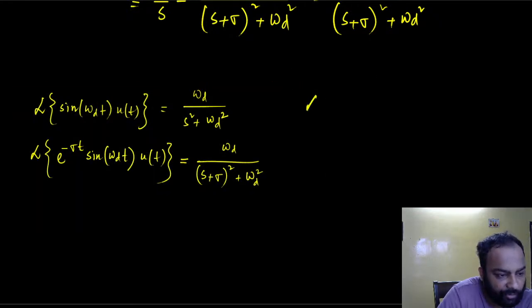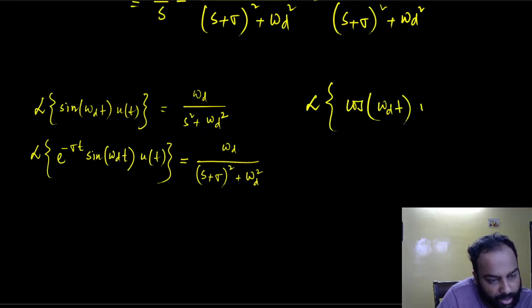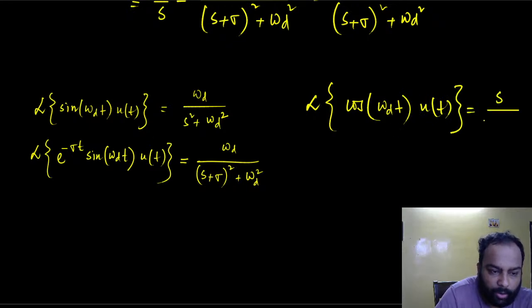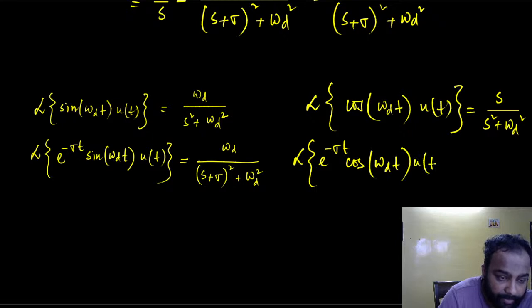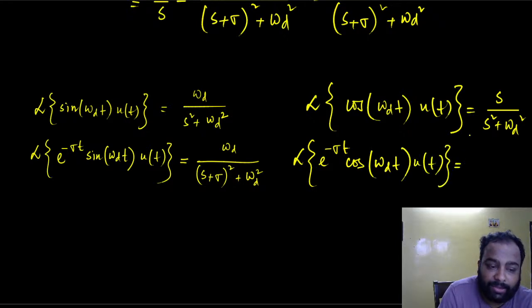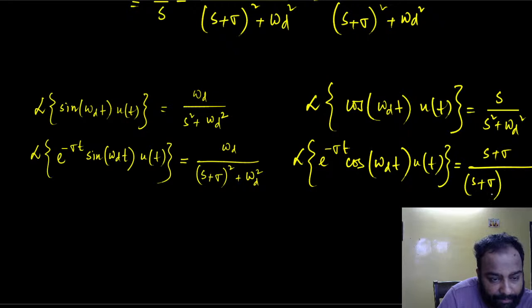Let's figure out the Laplace transform of cosine omega_d t u(t), and we know that to be equal to s divided by s squared plus omega_d squared, right? So what is the Laplace transform of e to the power minus sigma t cosine omega_d t u(t)? Again, the same thing would happen. s will need to be replaced by s plus sigma. So this is going to be s plus sigma divided by (s plus sigma) whole squared plus omega_d squared.